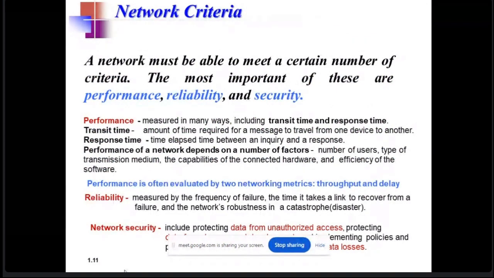Let us go with the network criteria. Okay, we have seen what a network is. Let us see the important three parameters for the network criteria. One is performance, another one is reliability, third one is security. So these three criteria should be met for a network.